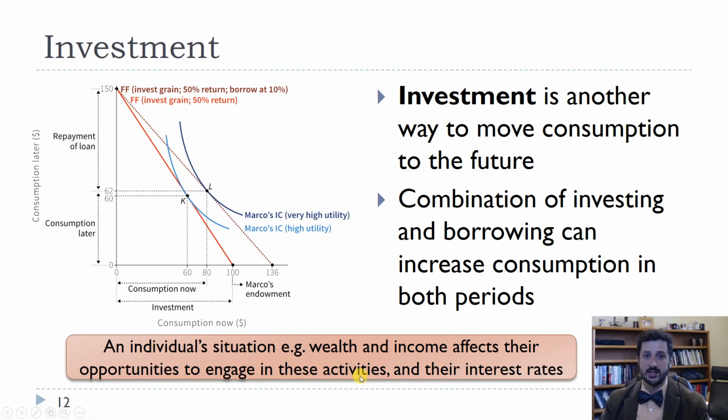Another possibility is that Marco actually invests, right? Maybe he's got some productive idea that he can put that $100 into and earn 50% interest. In that case, he might be able to consume at point K, where he has $60 of consumption today and $60 of consumption in the future, right? So he's able to consume even more with this investment opportunity.